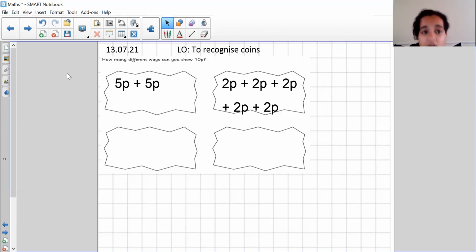All right. If you're not sure of what to do, go back and watch the video, use your coins, go around your house, gather some coins, see if you can make 10p with the coins that you have at home. All right. Well done, year 1 and year 2. I hope you were able to follow along with that lesson, and I look forward to seeing your work.